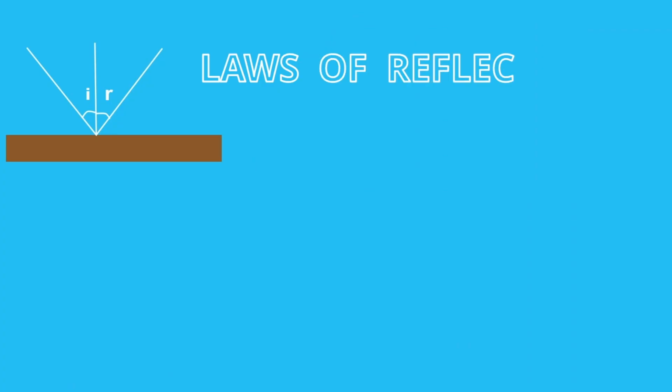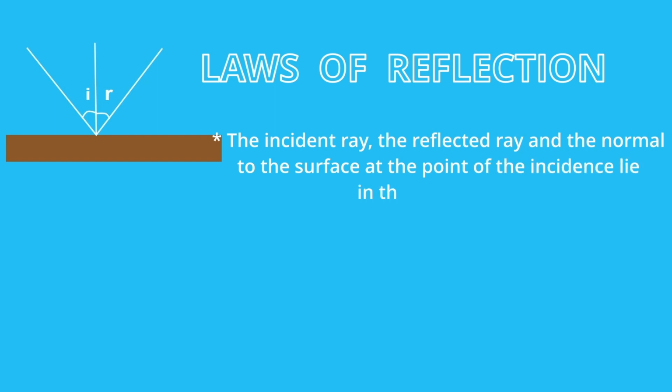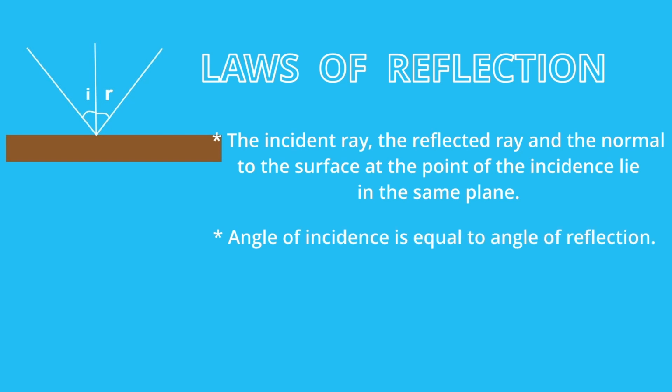Laws of reflection. The first law states that the incident ray, the reflected ray, and the normal to the surface at the point of incidence lie in the same plane. The second law states that the angle of incidence is equal to the angle of reflection.